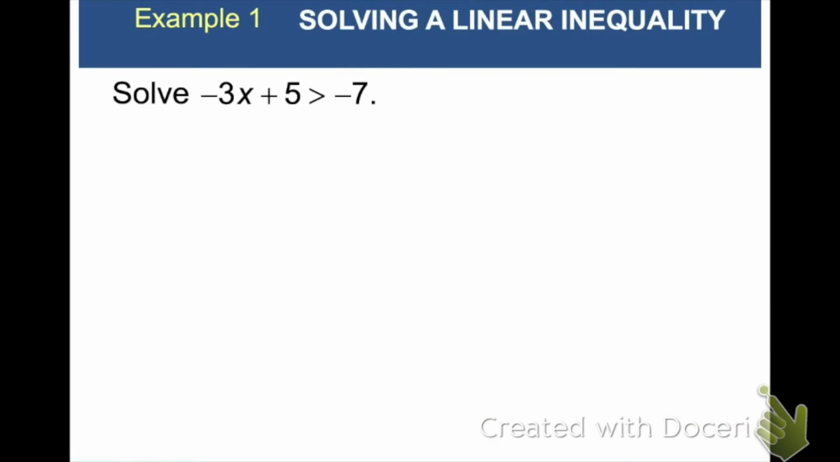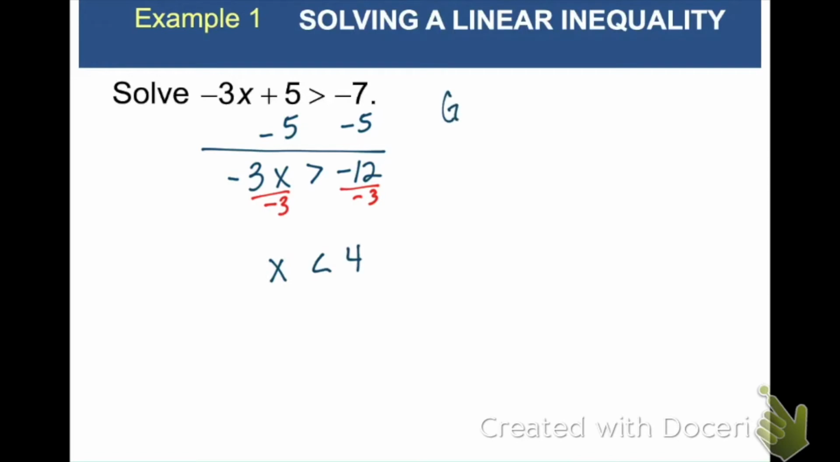Example 1. Solve negative 3x plus 5 is greater than negative 7. So we're going to start by solving this using our normal rules of solving equations, even though it's an inequality. So start by subtracting the 5 over. And then we're going to have to divide by the negative 3 because it's attached to the x by multiplication. Now here's a little bit of a different rule. Whenever we divide by a negative, remember we have to flip our sign. So when we divide by negative 3, our sign is going to flip and we're going to have x is less than 4.